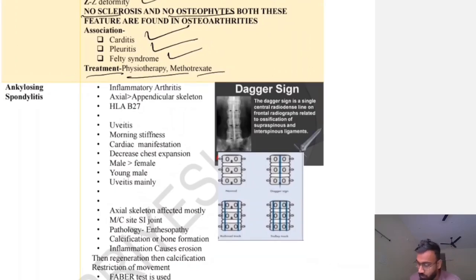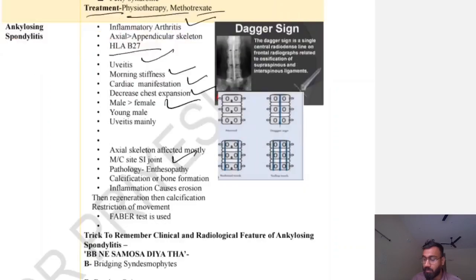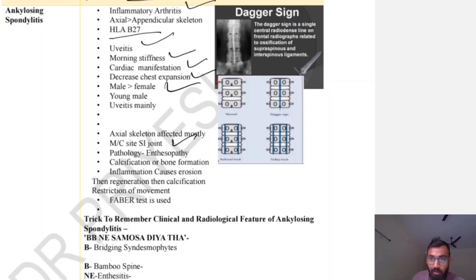Next is ankylosing spondylitis. So ankylosing spondylitis is an inflammatory arthritis. The axial skeleton is affected more than the appendicular skeleton. HLA-B27 is positive. Males are more commonly affected. The patient will present with uveitis, morning stiffness, cardiac manifestation, decreased chest expansion. Male is more affected than female. SI joint is most commonly involved. You have to remember these patients. I have seen many patients in my residency during the OPD.